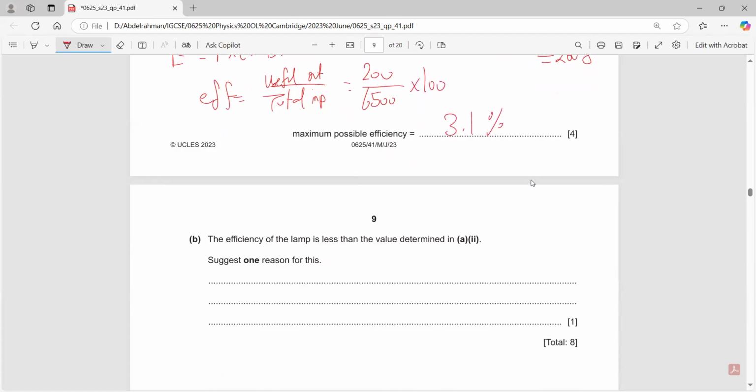The efficiency of the lamp is less than the value determined. Why is the efficiency less? Because some of the energy is lost to the environment.